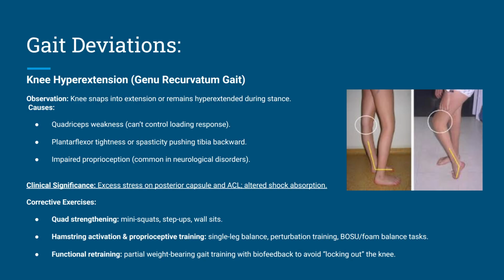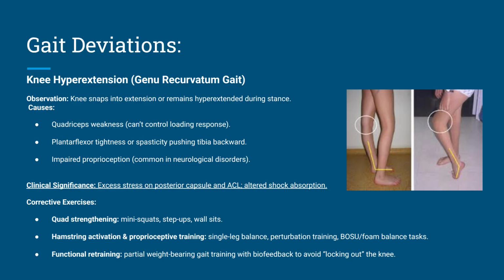Secondary compensations, what to watch for: reduced knee flexion in loading response, an early heel rise, a posterior trunk lean, or reduced stance time on the involved side.